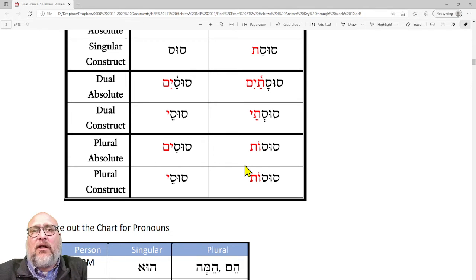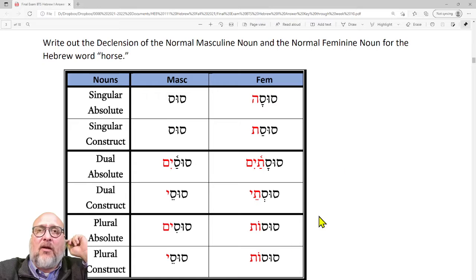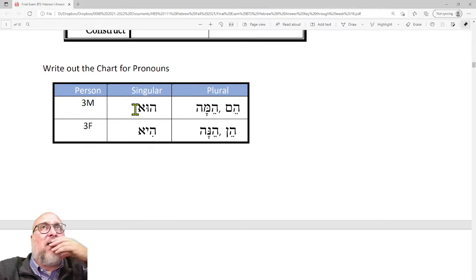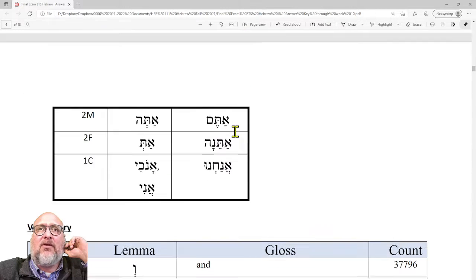Don't worry about that, but you will need to be able to do this chart by the time of the final. So you'll need to get where you can write out all these endings. So that's what the quiz will be for this week. And then write out the pronouns. So hu is he and hi is she. And then haim is they and hain is they, feminine.